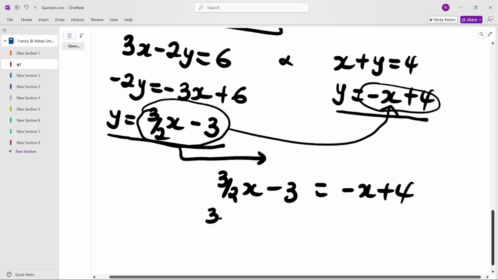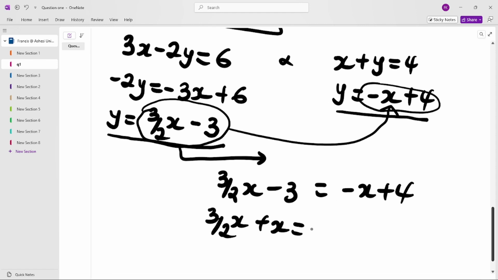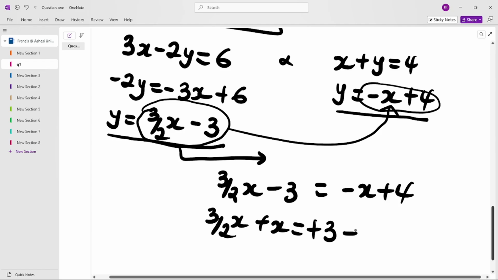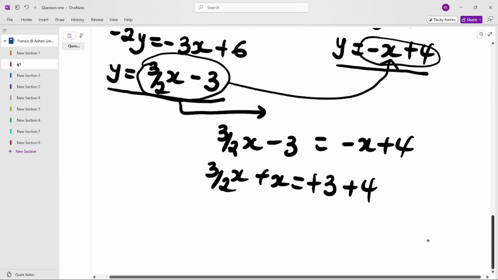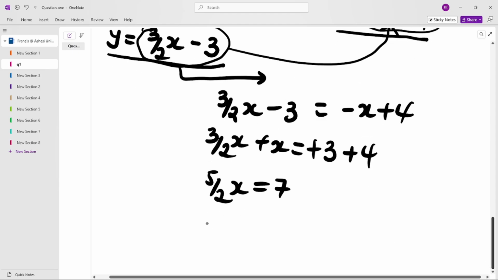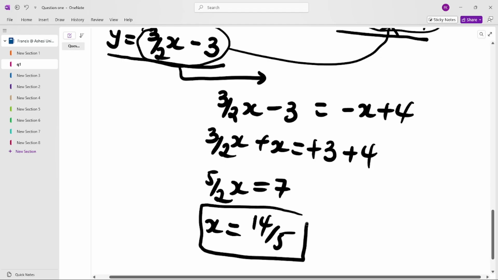So I'll have 3 over 2. I'm grouping items. The negative x will become positive x on this side. And negative 3 will go to the other side, becoming positive 3 plus 4. If I do that, I'll have this and this. That will be 5 over 2 x equals 7. So it means I'll have x equals 14 over 5. So this is the value for x I have.